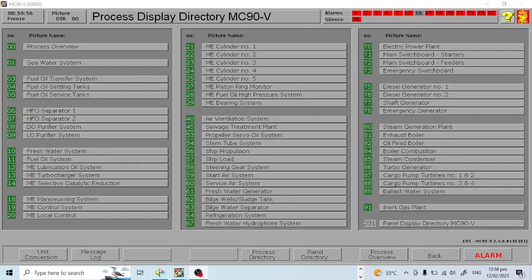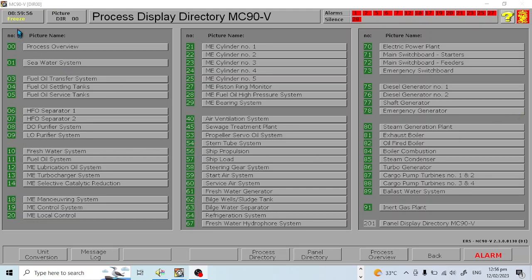Good morning everyone. For today's video, our topic is about how to start the emergency generator in a cold ship condition, or cold ship initial condition. In our previous topic, we discussed the basic familiarization on how to navigate the simulator display. Now, we're going to apply what we have learned from our previous videos.